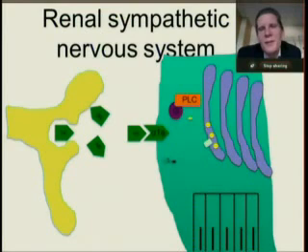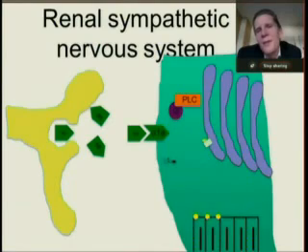This activates the phospholipase C. Here's diacylglycerol and IP3, which then causes calcium release and muscle contraction.